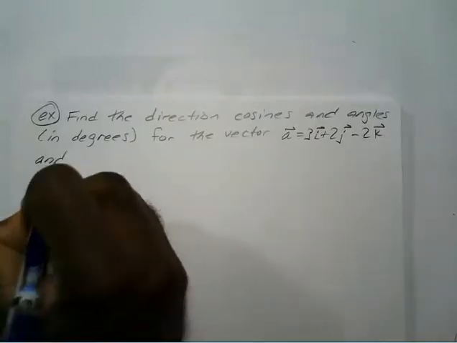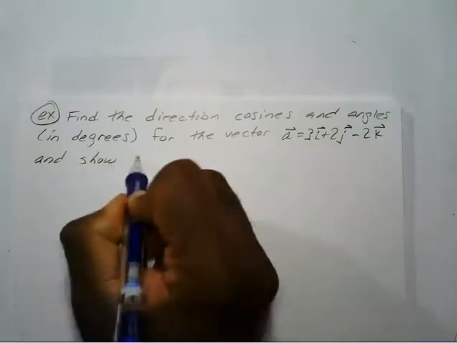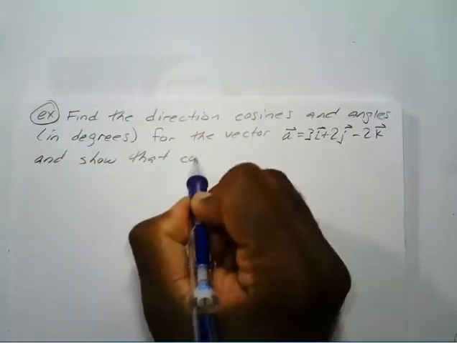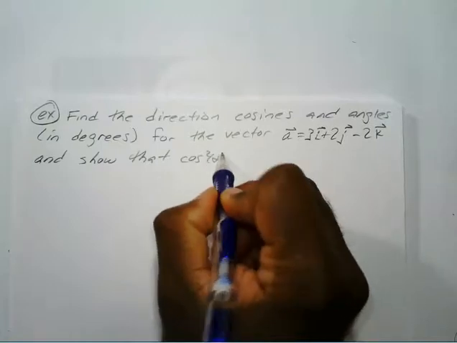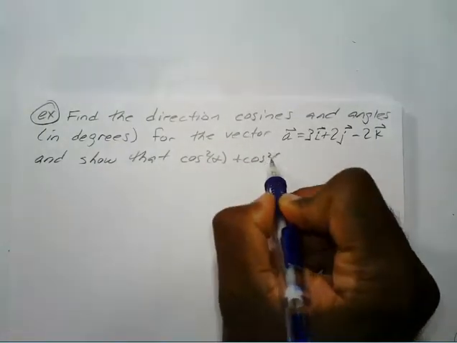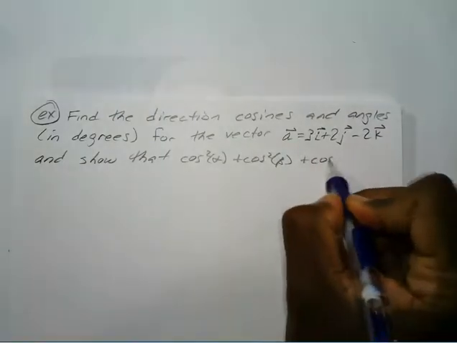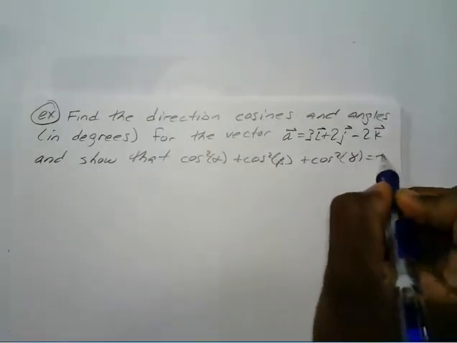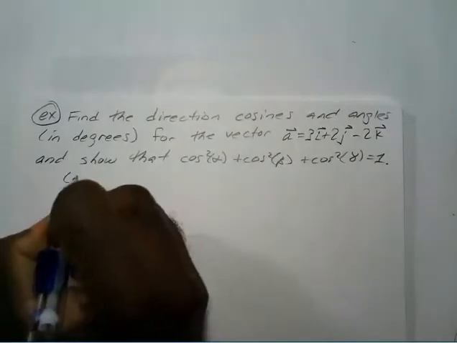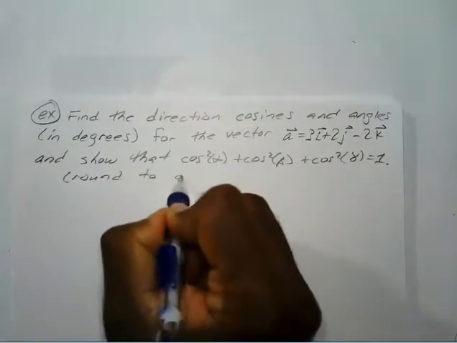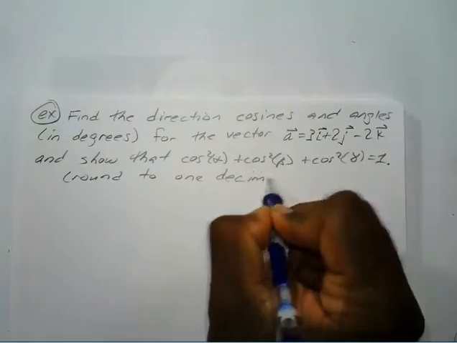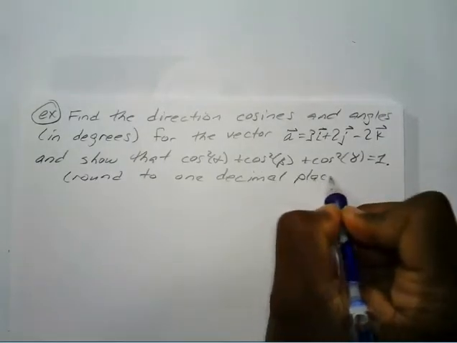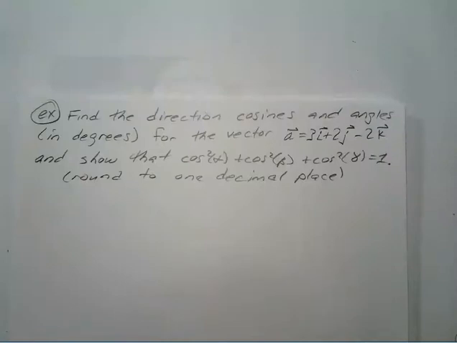Okay, and show that cosine squared alpha plus cosine squared beta plus cosine squared gamma equals 1. And we want to round to 1 decimal place, or your nearest 10th. Sometimes they may ask you to round to the nearest degree. It all depends on the question.